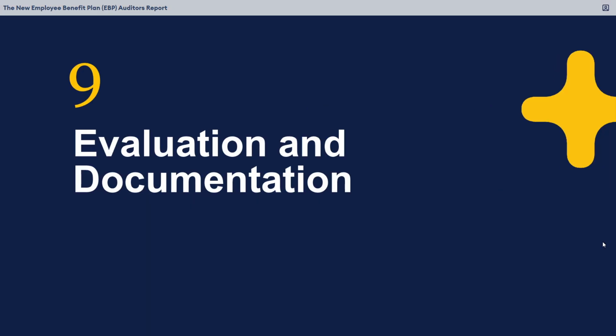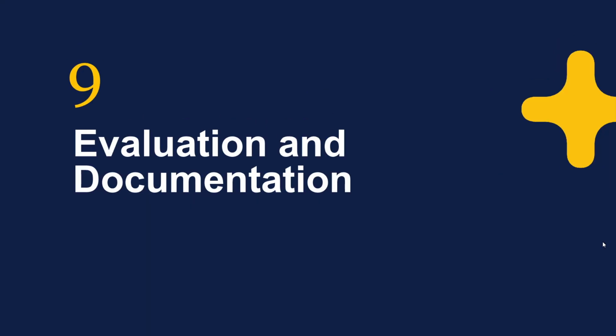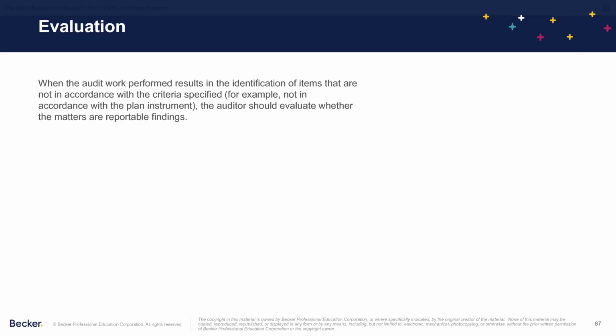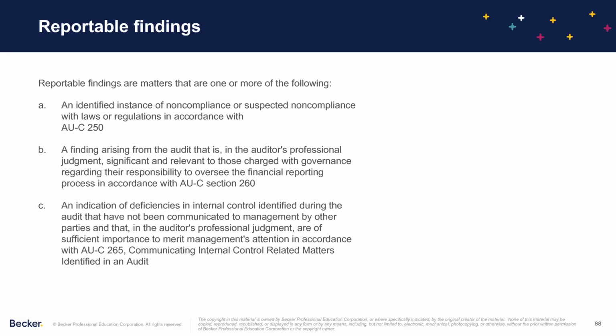So let's think about in terms of evaluation and documentation. When the audit work performed results in the identification of items that are not in accordance with the criteria specified, for example, they don't follow the plan instrument, we need to evaluate whether these matters are reportable findings. And so this is something that's defined in the standard here. So what are reportable findings? Reportable findings are matters that are one or more of the following.